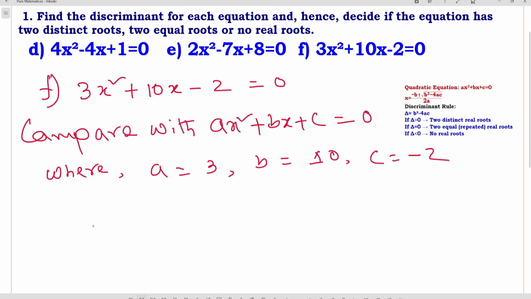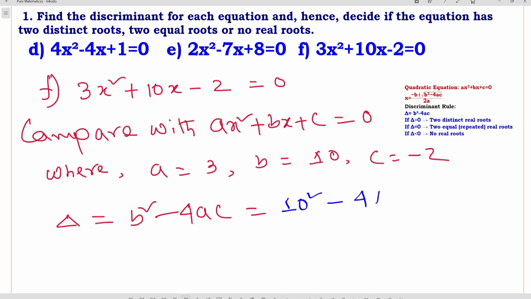So the discriminant delta equals b² - 4ac. So b means 10, it means 10² minus 4 times a means 3 times c means -2. Okay, so 10² means 100. Minus and minus, once we multiply, will be plus. 4 times 3 is 12. 12 times 2 is 24. So the result will be 124.